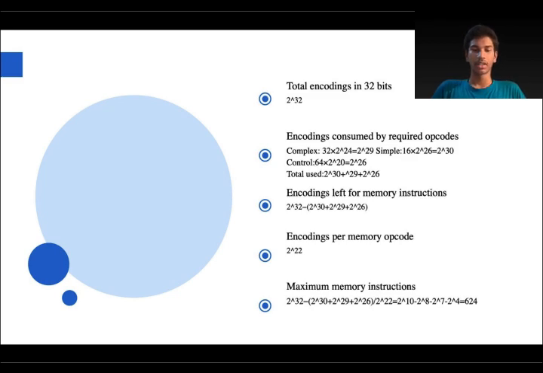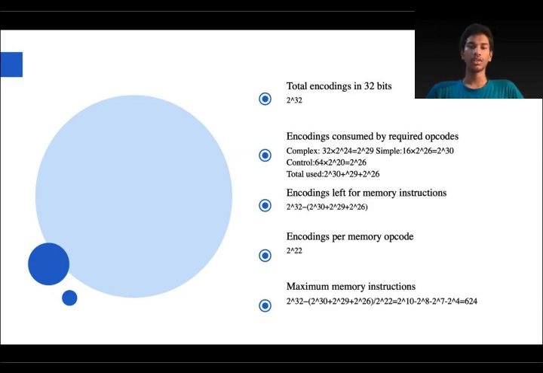But the question says that we need to find the total number of memory opcodes. So first, let us count the total number of encodings possible with a 32-bit pattern. Since each bit is 0 or 1, in total we have 2 power 32 encodings. Now the encodings consumed by the required opcodes. The complex instructions take 2 power 29, the simple instructions take 2 power 30, and the control instructions take 2 power 26.